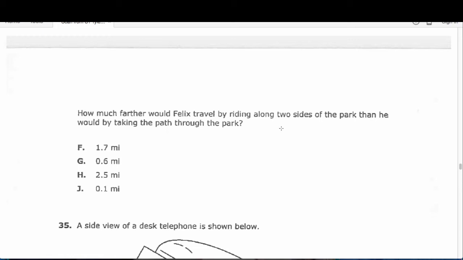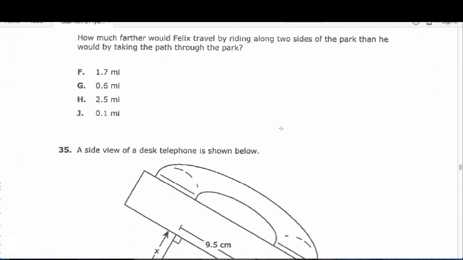F. 1.7 miles. G. 0.6 miles. H. 2.5 miles. J. 0.1 miles.